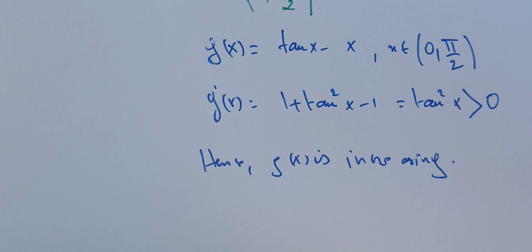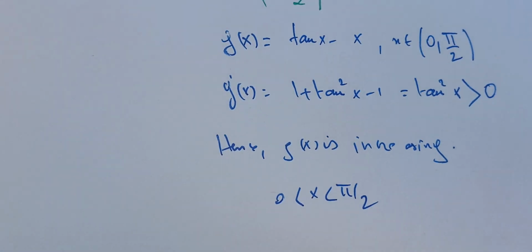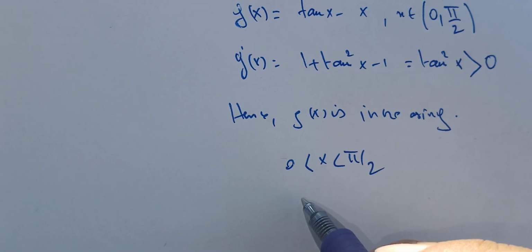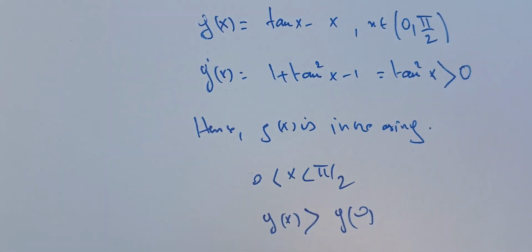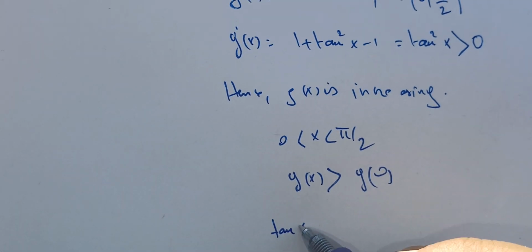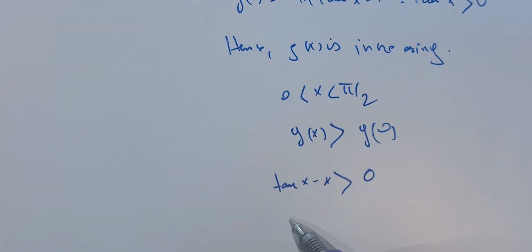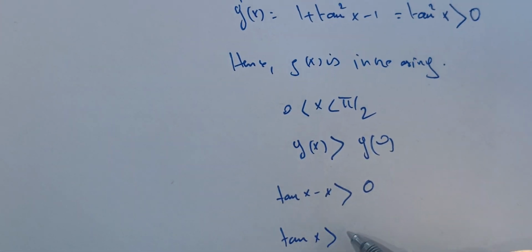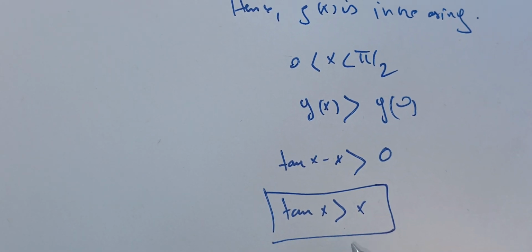So if we let x be in this interval, we see that g of x is bigger than g of 0. And g of x, which is tangent of x minus x, is bigger than g of 0, which is 0, and therefore we have tangent of x bigger than x. So this is one way of proving this result.